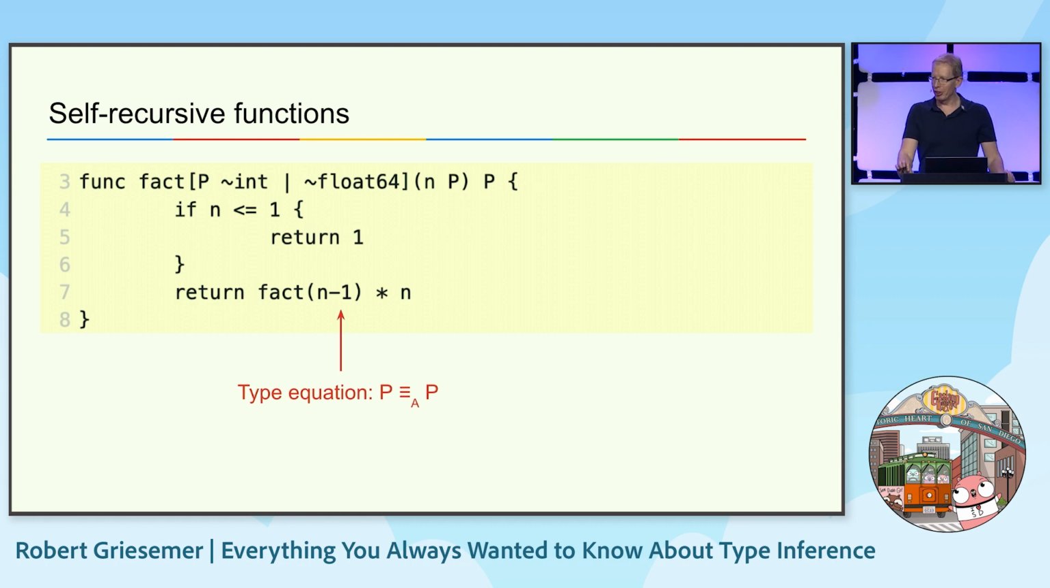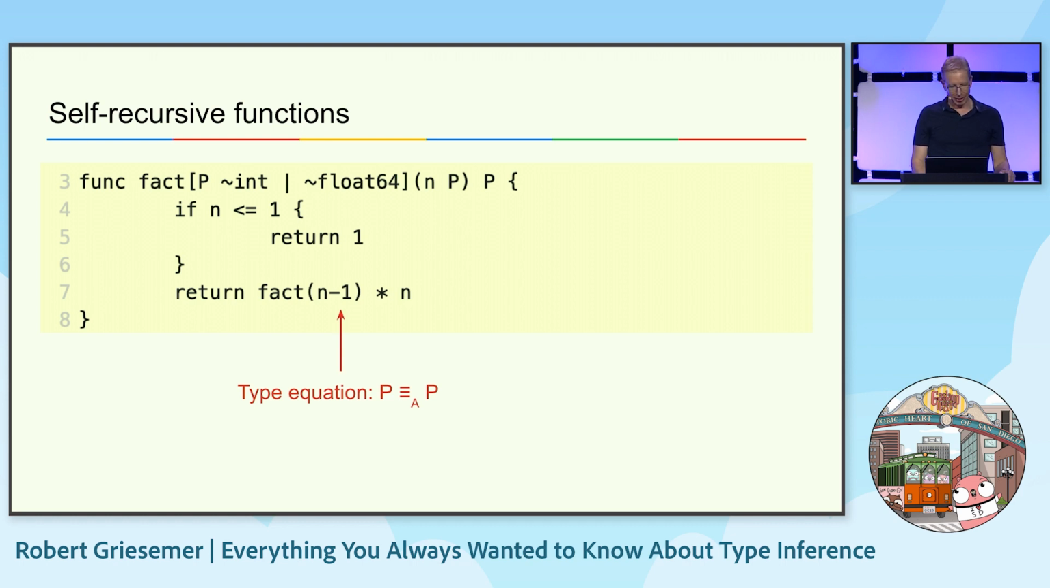Another interesting scenario is self-recursive types, functions. Let's consider this generic factorial function that I've changed a little bit so that it also works for floating point numbers. Note this is not a mathematically correct implementation. It just needs to recurse. And also, the point here is not that this is a factorial function, but just that fact calls itself with its own type argument.